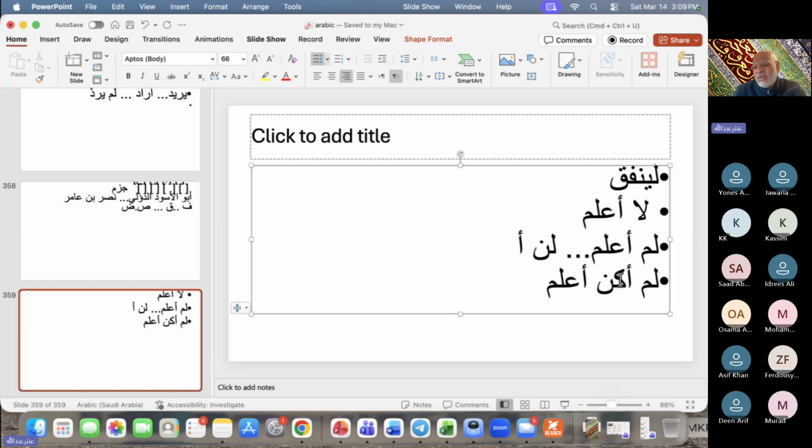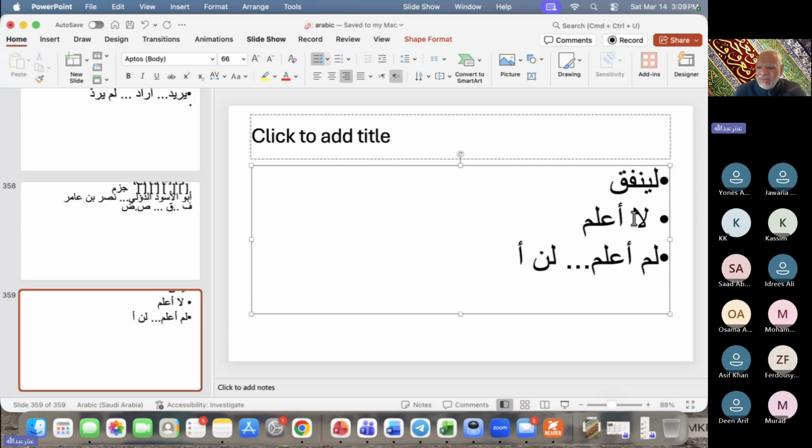And we have لم يكن الذين كفروا من أهل الكتاب والمشركين منفكين. They were not leaving that. So we have the three markers. La for the present, this is negative for the present. Lam, negative for the past. Lan, negative for the future.